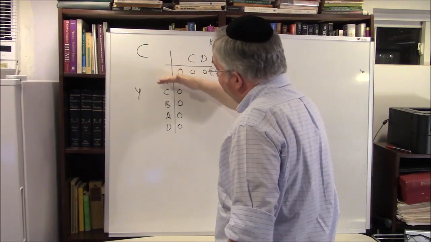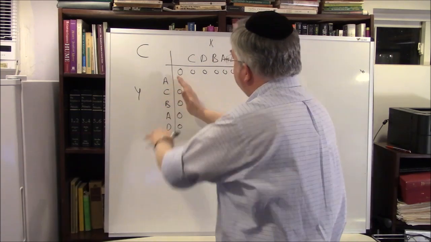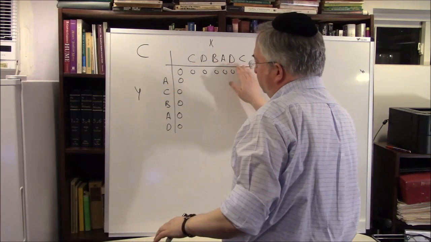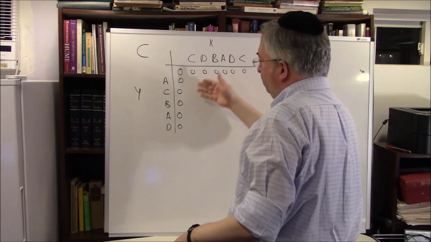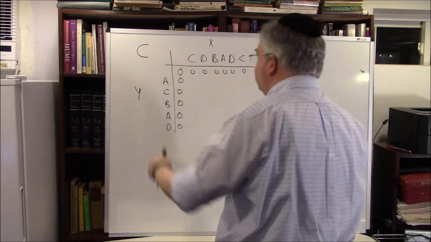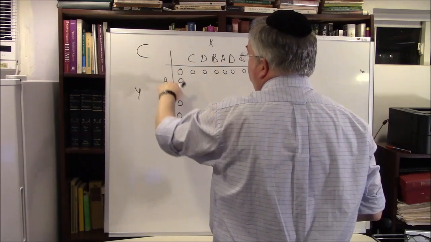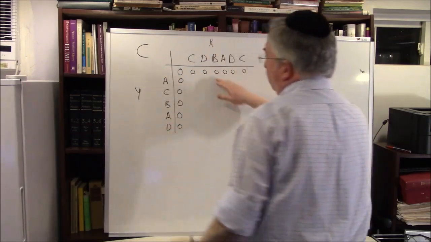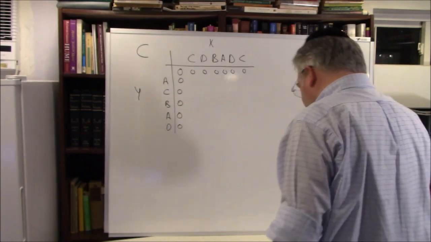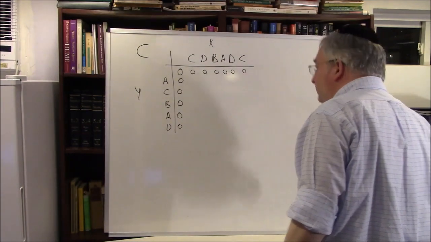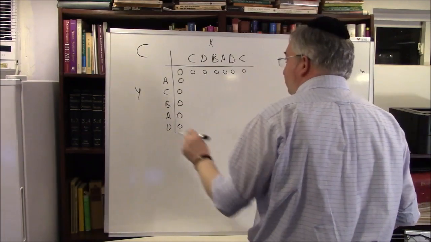How much of ACB matches up with nothing of this? And the answer is 0, because we're not even starting to read X. And the same thing up here. You can say CDB, how much does it match up with nothing of Y? Well, 0. Okay, so that takes care of that. And now it goes as follows. Let's go through the rest.